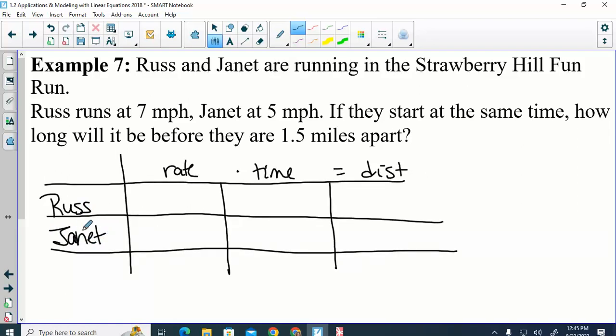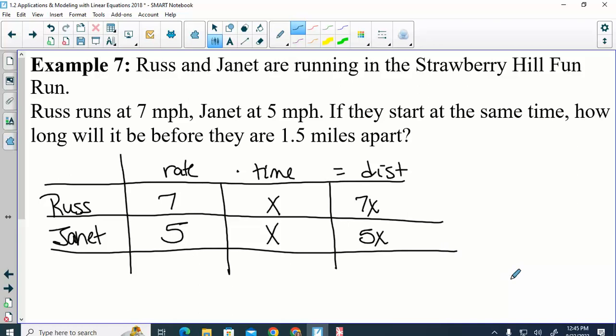What is the rate for Russ? 7 miles an hour. And Janet? If they start at the same time, what do I know about their times? It's the same. I don't know what it is, but they're the same, so I could call both of those x. So my distance is a 7x and a 5x.